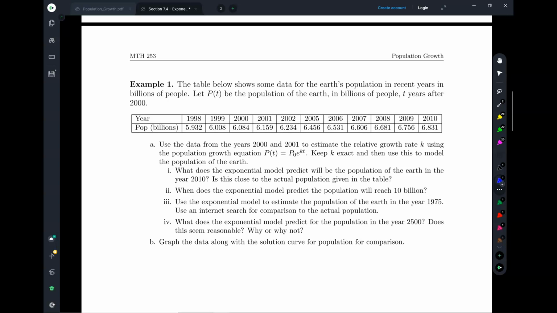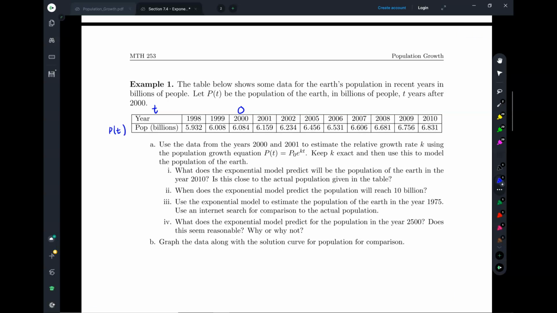Okay, so let's start from the beginning. I'm going to go ahead and read this whole thing. The table below shows some data for the Earth's population in recent years in billions of people. Let P of t be the population of the Earth in billions of people, t years after 2000. Okay, so I'm going to add a few things here. This is going to be P of t, right, in billions here. And then we are going to set this at t years after 2000. It just makes things easier to have some sort of starting point and to use 0, 1, 2, 3 instead of 2000, 2005, that kind of thing. So that means this is going to be 0. I'm going to put t here.